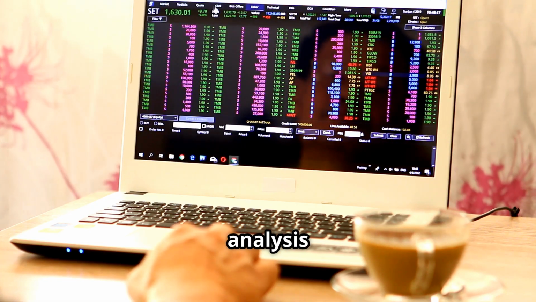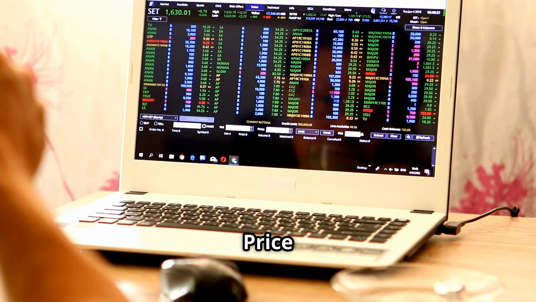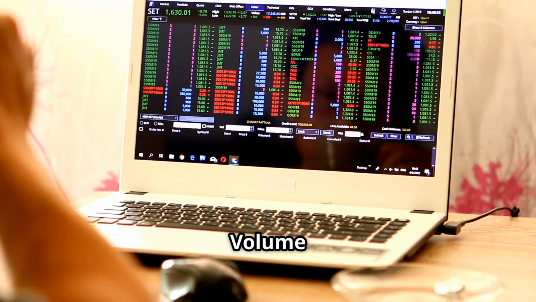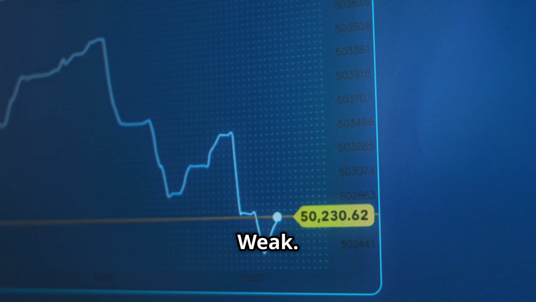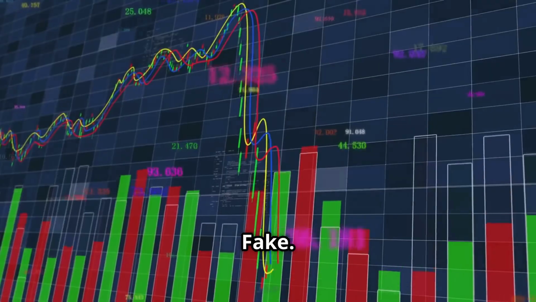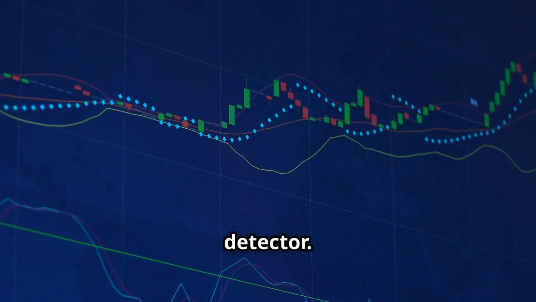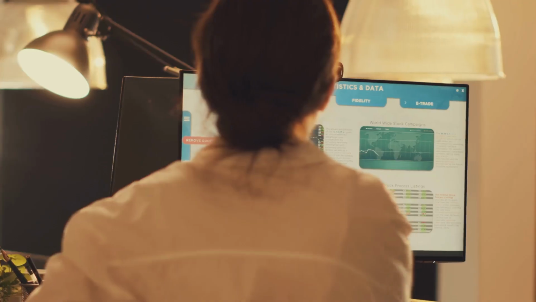Let's touch on volume analysis, as it is the truth serum of trading. Price can lie, volume doesn't. Bounce with no volume, weak. Breakout with no volume spike, fake. Volume is your truth detector. If big money isn't moving, why should you?